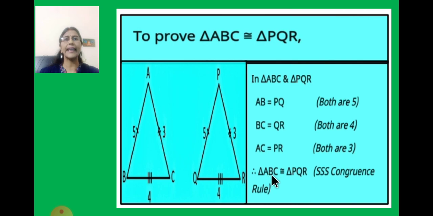Therefore, triangle ABC is congruent to triangle PQR by SSS congruence rule. The first rule, first criteria. So, as you can see, the three sides of this triangle are congruent to the three sides of this triangle. That means they are congruent to each other by SSS congruence rule.